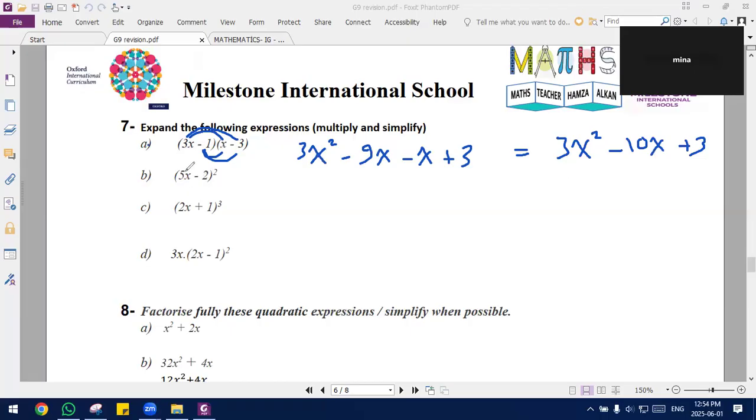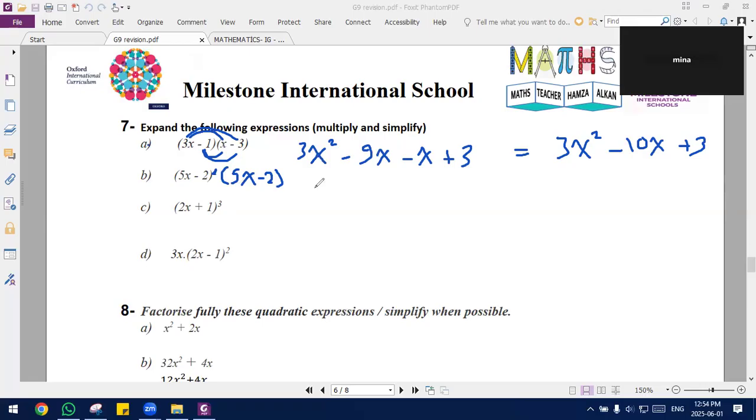Next one, they said 5x minus 2 squared. How do I solve this in the exam? We do like this. You write it again. 5x minus 2, 5x minus 2, because power 2 means repeat the bracket again. Okay?